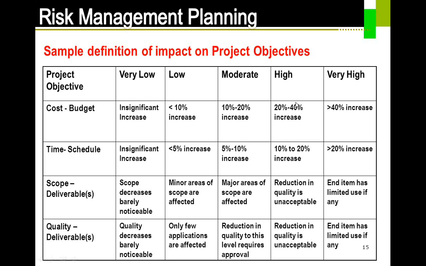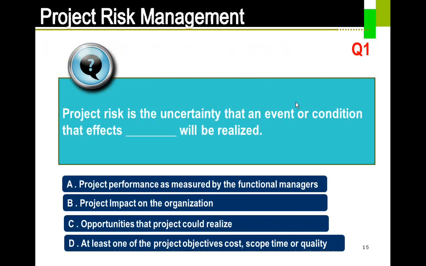So this is the first question for you. As I said, it's not required for you to answer straight away. You can take a paper and pencil and just make a note: Q1, and then what is the answer, A, B, C, D. You have 4 options. I'll leave it for you. Project risk is the uncertainty of an event or condition that affects dash.